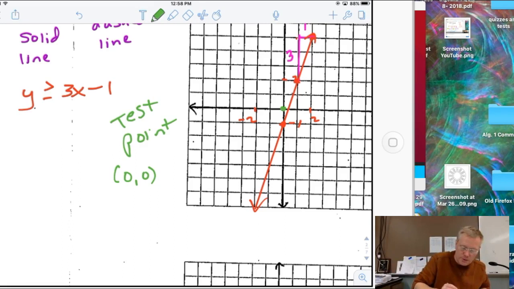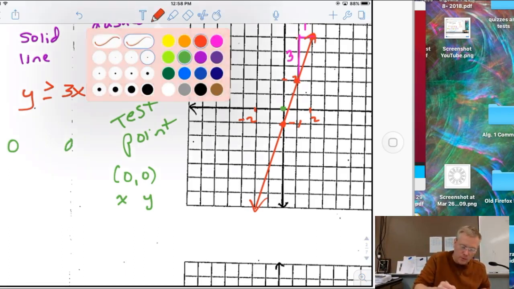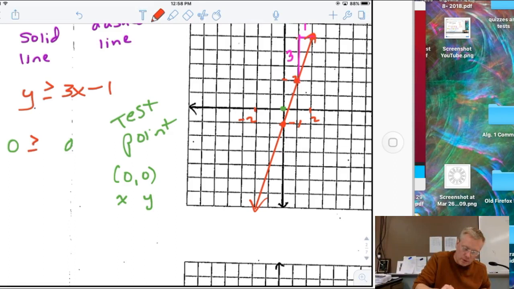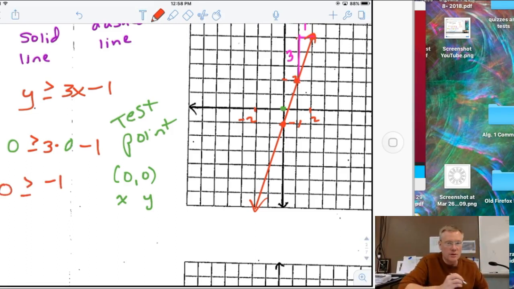So if I pick 0, 0, remember this is the x and this is the y, so if I plug those numbers in, 0 for x and 0 for y, we're going to see whether this is true or not. So I got 3 times 0 minus 1. Is that in fact less than or equal to 0? Let me simplify this. 3 times 0 is 0. 0 minus 1 is negative 1. So I got 0 is greater than or equal to negative 1.